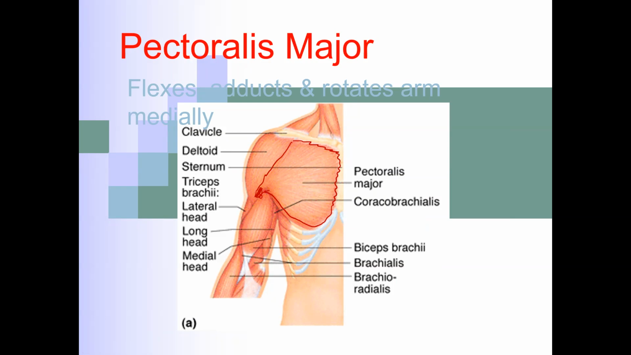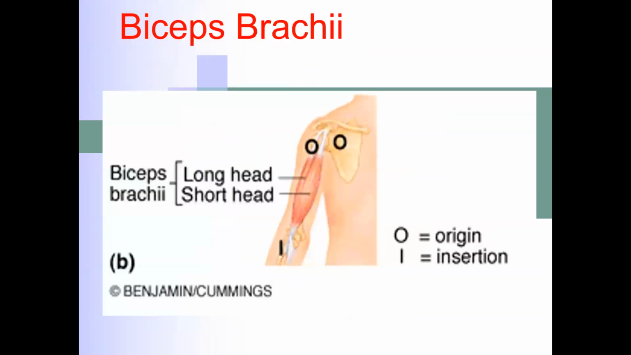So once again, flexing, you're bending at the joint, right? In this case, you have the shoulder joint. Adducts, you're pulling the arm closer to the body from the side. Rotates medially, you're reaching across the body to pick up something, right? Then now we have the biceps brachii. Remember, these biceps brachii muscles are going to be parallel muscles.